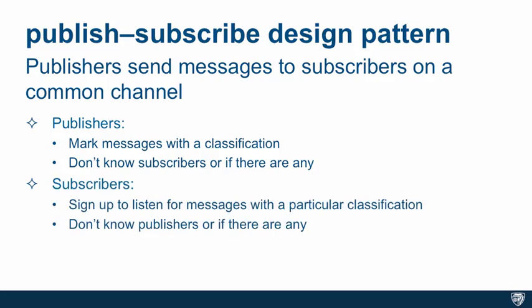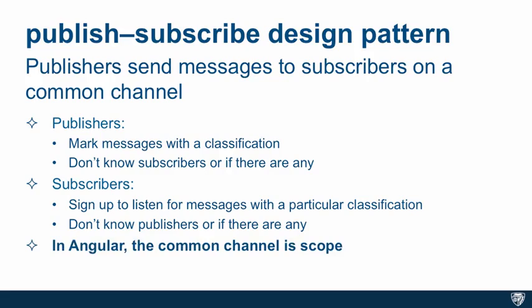They also don't know publishers, or if there are any publishers for these particular messages at all. In Angular, the common channel in which these messages communicate over is scope. Messages that we're speaking about in this design pattern are called events, which can hold data. There are two types of publishers in Angular event handling.